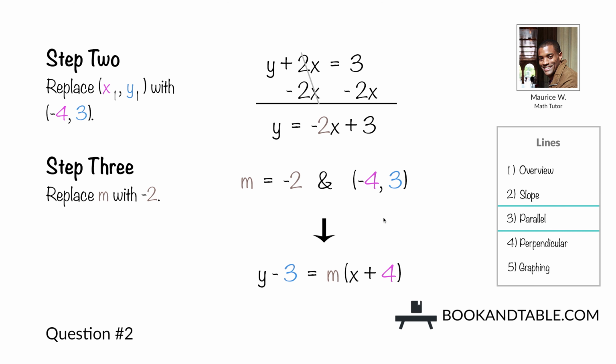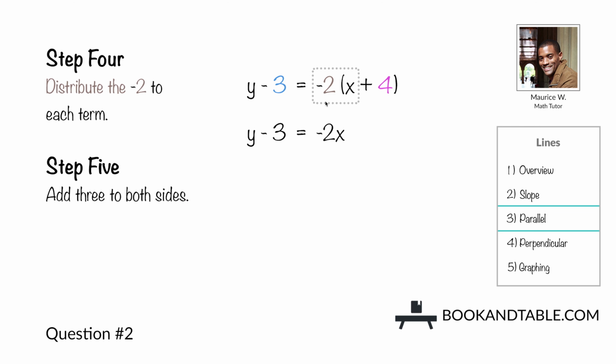x minus -4 becomes x + 4. y - 3. Step 3, replace m with -2. Now we have the information that we need to figure out the equation of the line. Step 4, distribute the -2 to each term. -2 times x is -2x. -2 times 4 is -8. So we have y - 3 = -2x - 8.